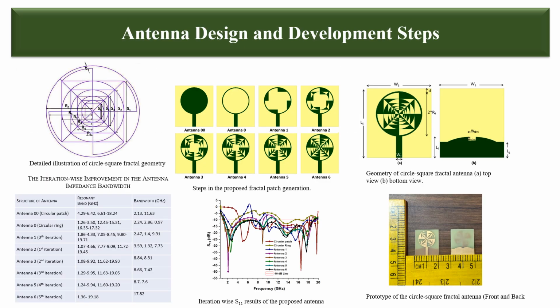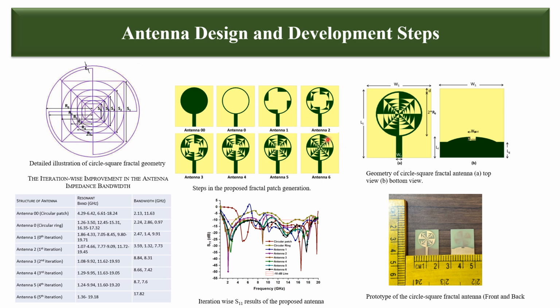Antenna design and development steps. The proposed antenna is made on FR4 substrate. A simple circular patch is the basic structure for the proposed fractal antenna. The current path is increased by increasing the patch perimeter. This is achieved by incorporating the circle square fractal structure in every iteration from antenna 1 to 6.